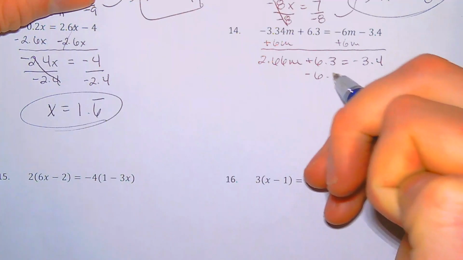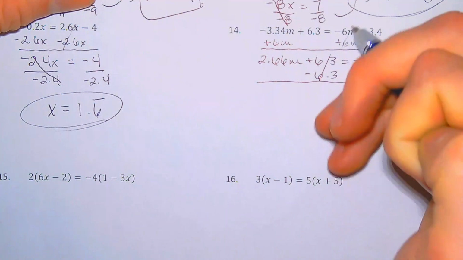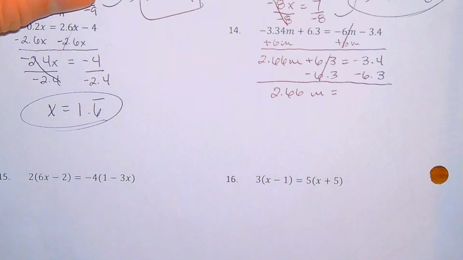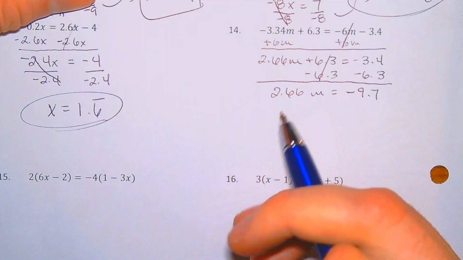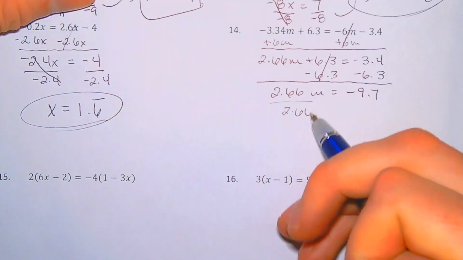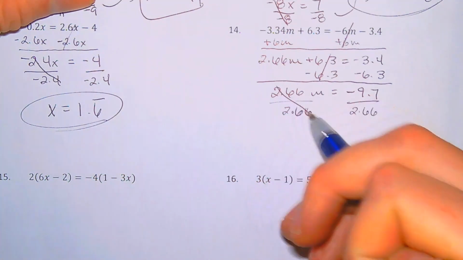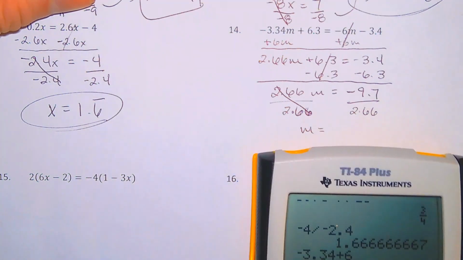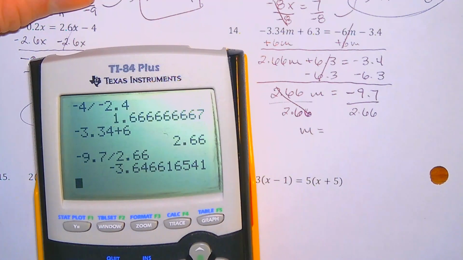Next, we want to move our numbers over. Those cancel for us. Just cancel that too, just so we can see it. 2.66m equals, that's going to give us negative 9.7. There, divide 2.66 away. The 2.66s cancel, you're left with m equals negative 9.7 divided by 2.66. It's going to give you that.